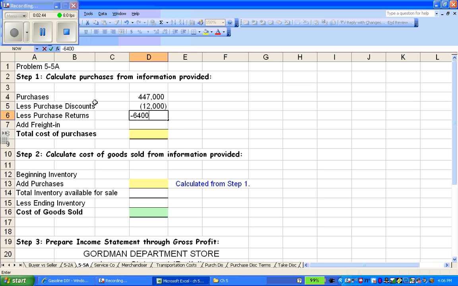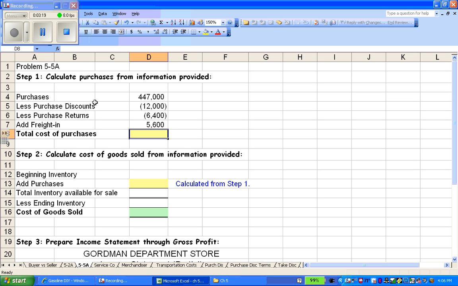And recall, if we were using the perpetual method, I would be crediting my inventory account for the purchase returns. I would be crediting my inventory account for the purchase discounts, and I would be debiting my inventory account for the purchases. Okay, remember that. Also, freight in, I would be debiting my inventory account for any freight that I paid in order to get that inventory to my store. And they tell me that's 5,600. So I'll add that to my amount.